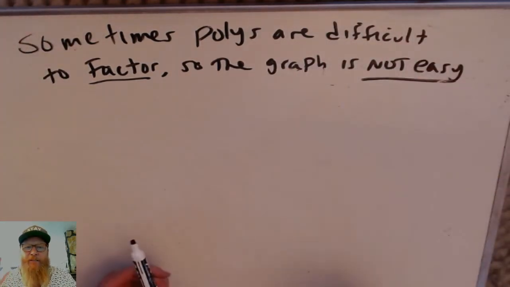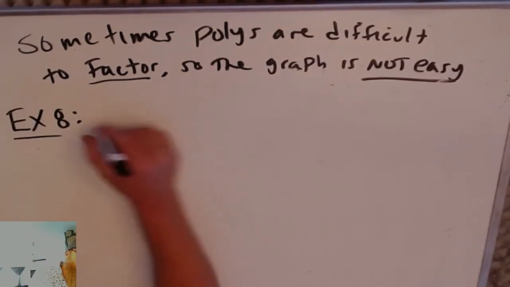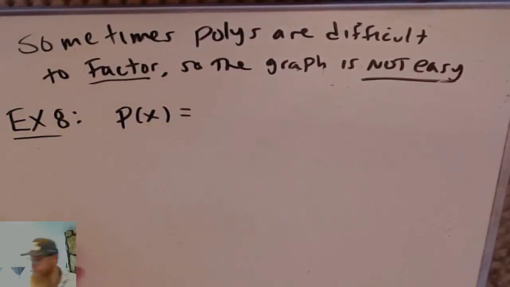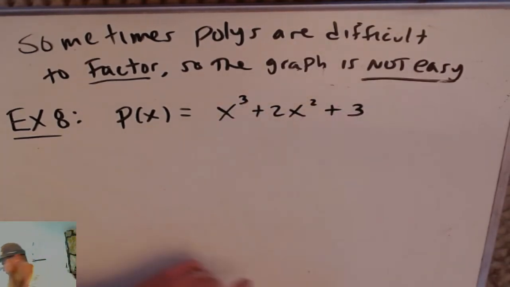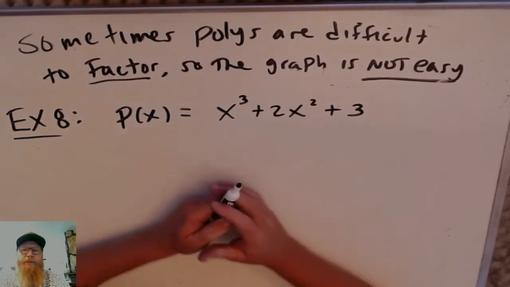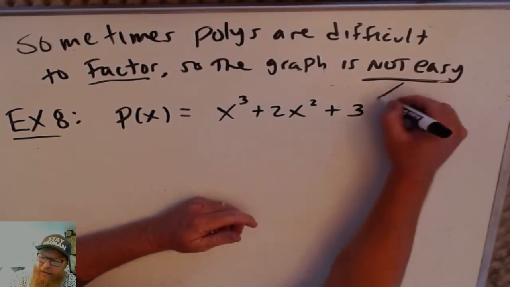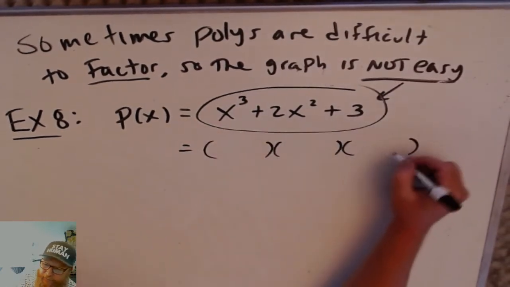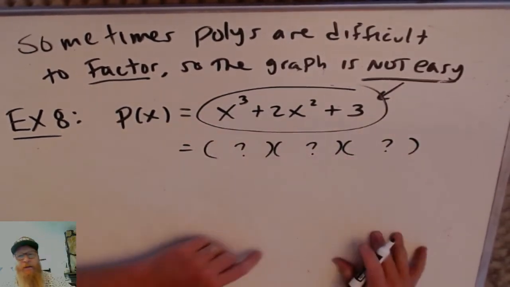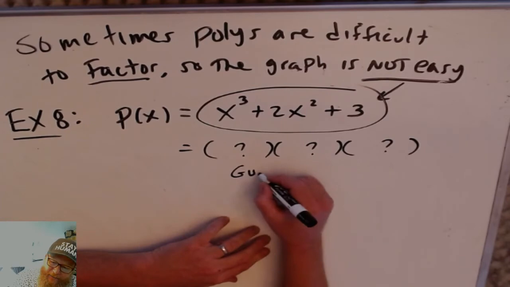Yeah? But sometimes you get a polynomial, like in example 8. Something like this. Yeah. So factoring this is not easy. It's not impossible, but it's not easy. All right. You could certainly try. You could try guessing.